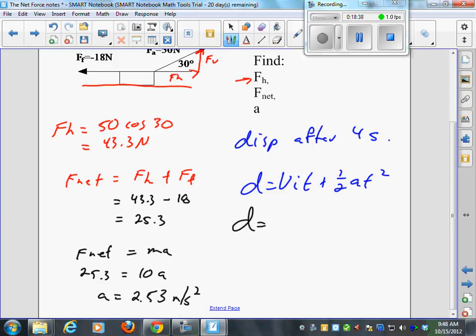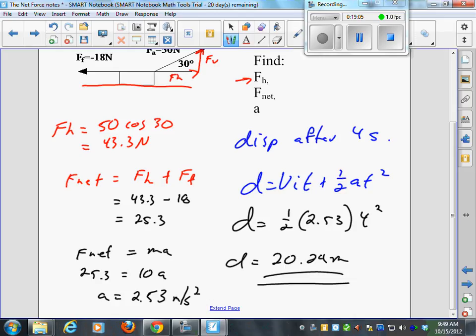The initial velocity is 0. 1/2 of 2.53. The time is 4 seconds. So 0.5 times 2.53 times 16 is 20.24. That is all.